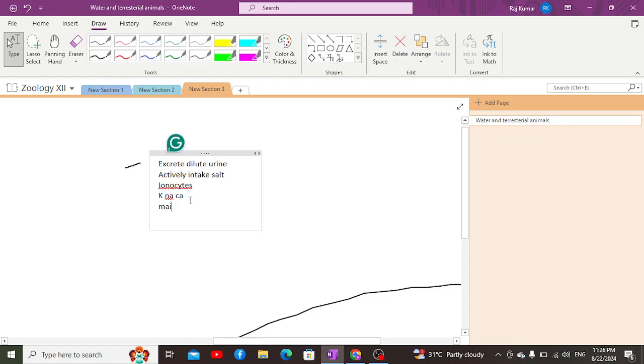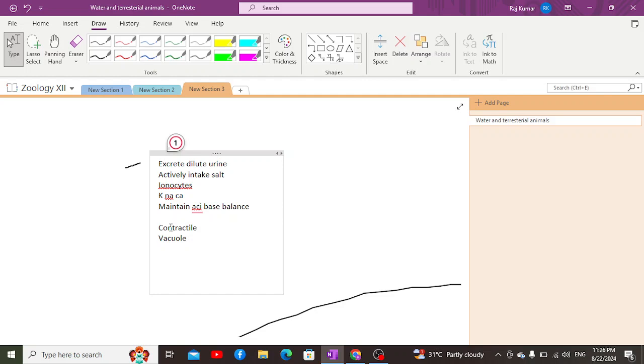Number one is active intake of ions to maintain the tonicity, and number two is to maintain acid-base balance, right? Apart from which, another strategy adapted by unicellular organisms is the formation of contractile vacuoles. In unicellular organisms such as protozoa, amoeba, and paramecium, the contractile vacuole helps them excrete the excess amount of water.